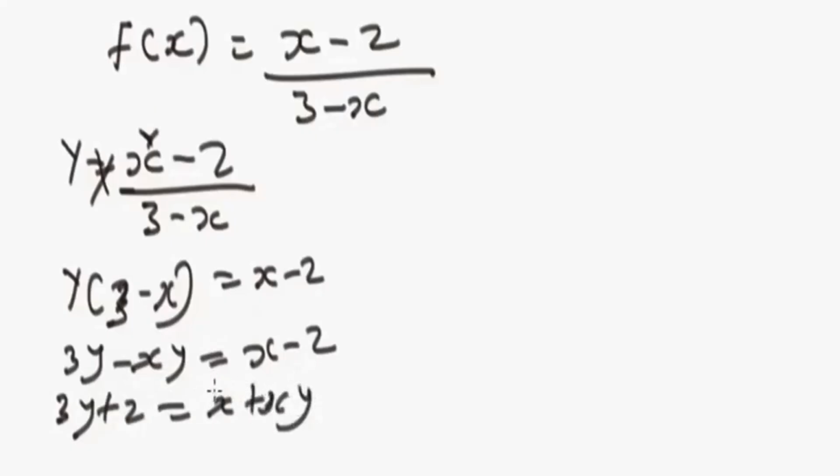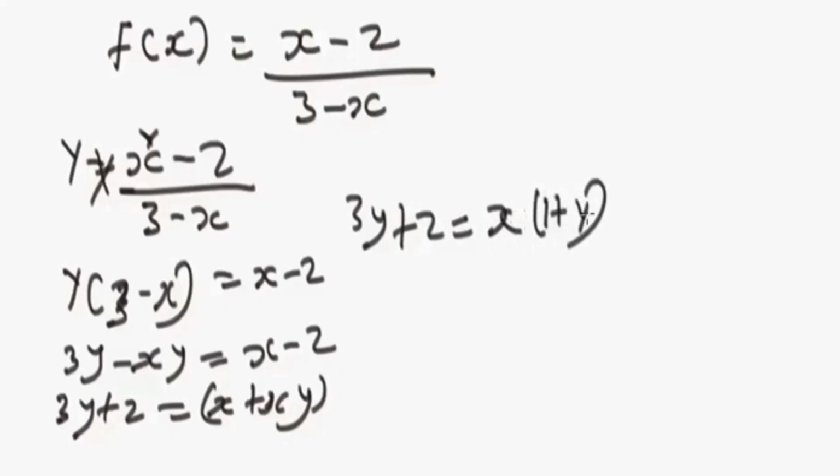So when you factorize what we have here, we're going to have 3y plus 2 equals x in brackets, okay, 1 plus y. So when you multiply 1 plus y with x, you get back to this. Okay, so at this juncture, you divide both sides by 1 plus y.